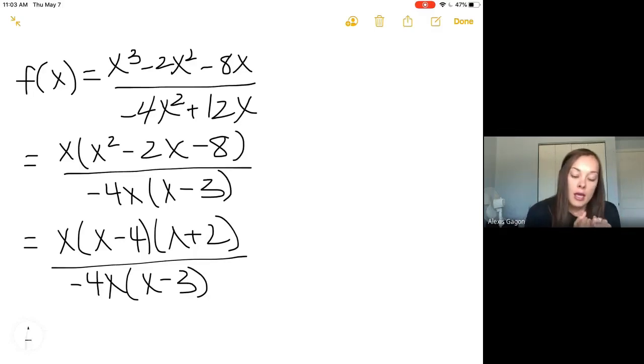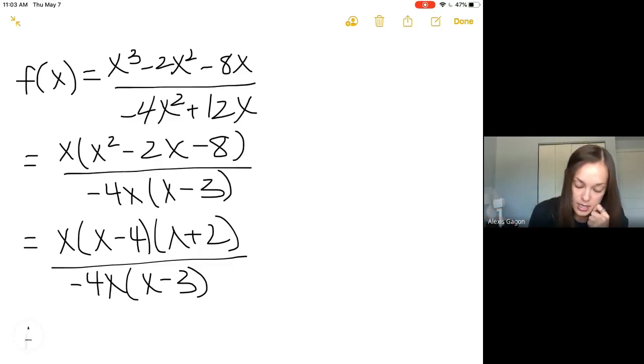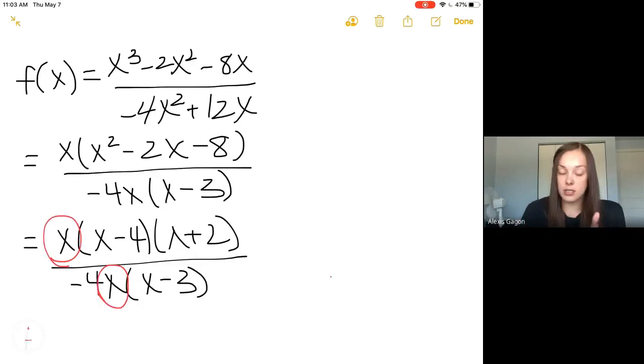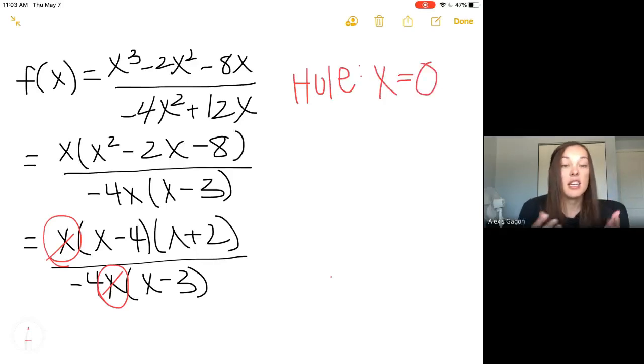Okay. Now at this point, this is completely factored, which is always your first step. Just completely factor it. And then you want to see where we have a common factor on top and bottom, because wherever you have that common factor, that's where the hole is. Since we have these x's right here, that's where our hole is going to be. If we canceled those, for the hole you just take whatever you canceled and set it equal to 0. In this case, it's super easy because it just equals 0, right?